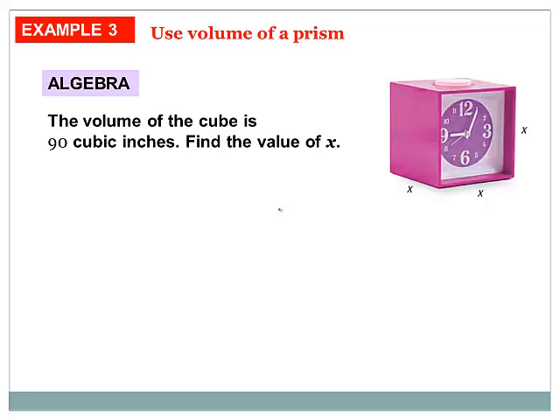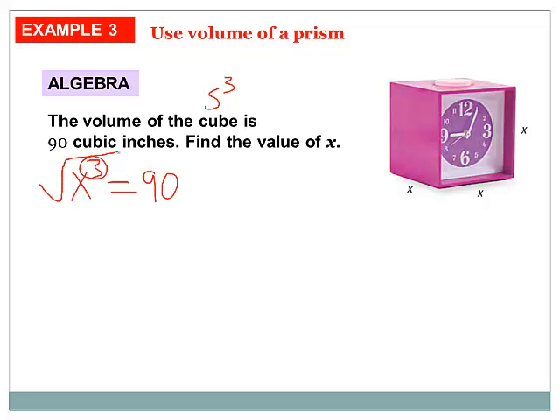Okay, so in this case, I tell you the volume of the cube is 90 cubic inches, and I ask you to find the value of x. So find the values of the dimensions. So if we know the volume of a cube is s cubed, so the side length times itself 3 times, that means that x cubed would equal 90 cubic inches. How do you get rid of the exponent of 3?